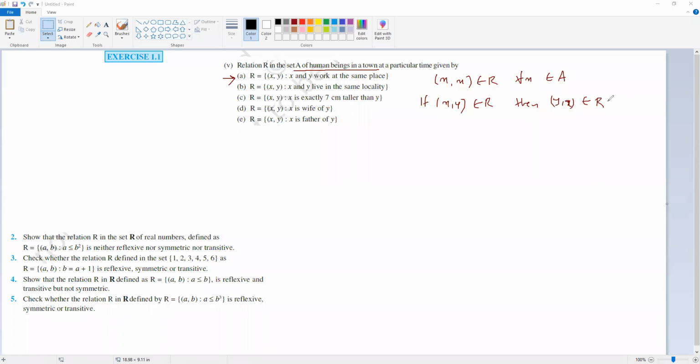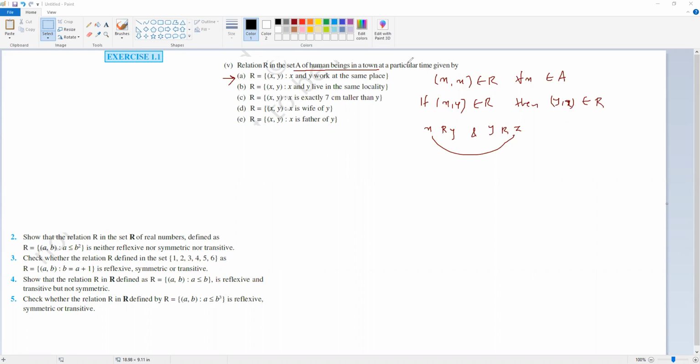So it is symmetric. Transitive है क्या? x related to y related to z. That means x and y are working at the same place, y and z are working at the same place, then automatically x and z are working at the same place. So that relation is transitive also. So it is reflexive, symmetric and transitive.